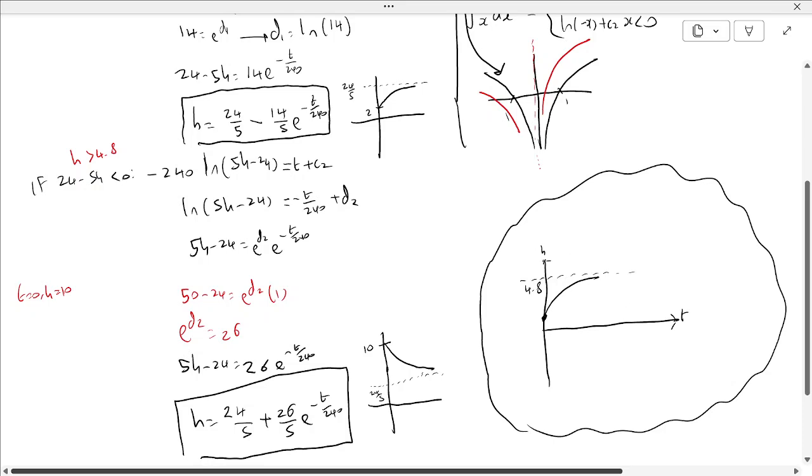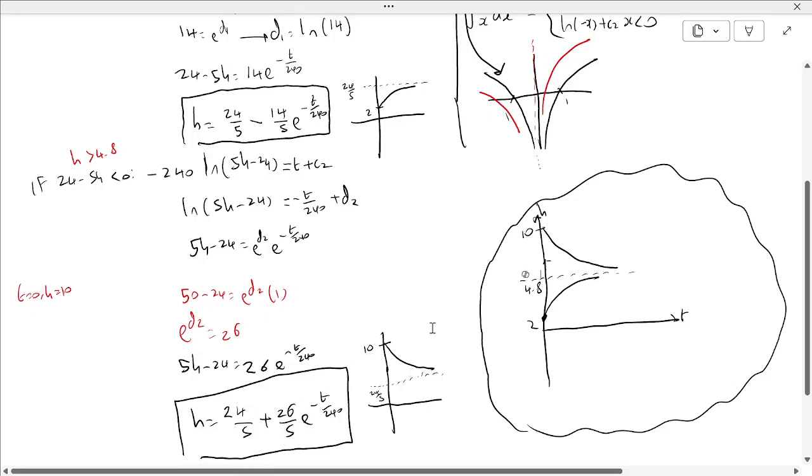But if you started off higher, at something like 10, the water level would actually decrease and then sort of taper off again like this. Okay. Yeah, this is the extra solution you get if you consider both possibilities of this integration.